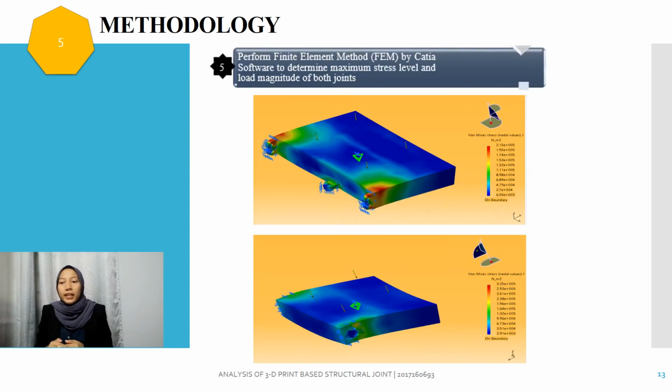Perform finite element method by CATIA software to determine maximum stress level and load magnitude of both joints. So from the FE analysis conducted, the lug joint is expected to withstand a maximum stress of 0.215 megapascal, and the double joint is expected to withstand 0.325 megapascal. So both values do not exceed the yield strength of the plastic, which is 26.082 megapascal.